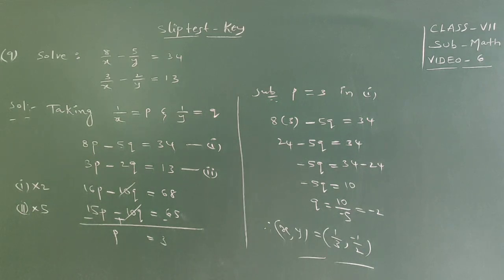8 by x minus 5 by y equal to 34. 3 by x minus 2 by y equal to 13. They give. Taking 1 by x and 1 by y as p and q, then the equations become 8p minus 5q equal to 34, 3p minus 2q equal to 13. If you want to equalize q, first equation be multiplied with 2, second equation multiplied with 5. Then here minus 10q, minus 10q with same signs, that's why we need to subtract. So 16p minus 15p equal to p, p value 3. After getting p, substitute in any equation. Then we will get q as minus 2.